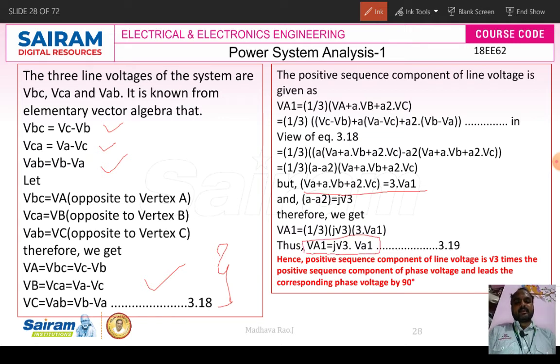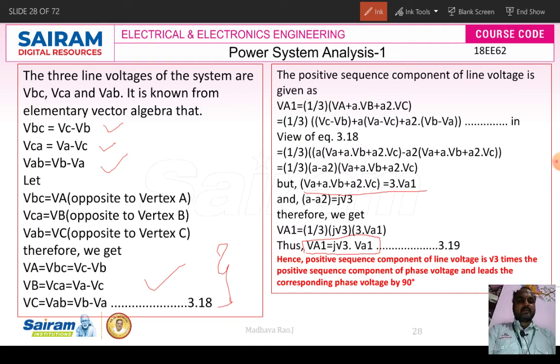Finally VA1 of the line voltage is equal to J into root 3 into VA1 of the phase voltage. This is the sequence of line voltage we got from the phase voltage. Hence the positive sequence component of line voltage is root 3 times the positive sequence component of phase voltage, and leads the corresponding phase voltage by 90 degrees.